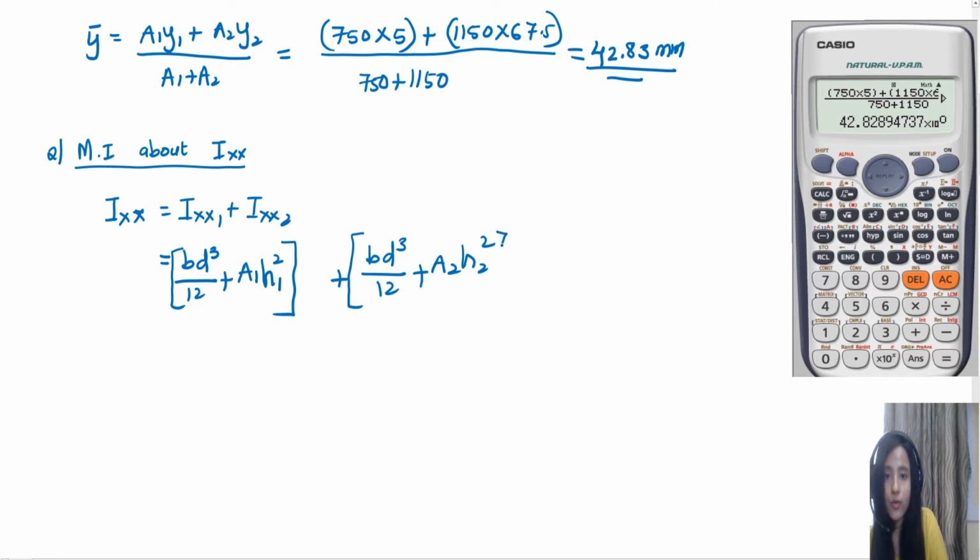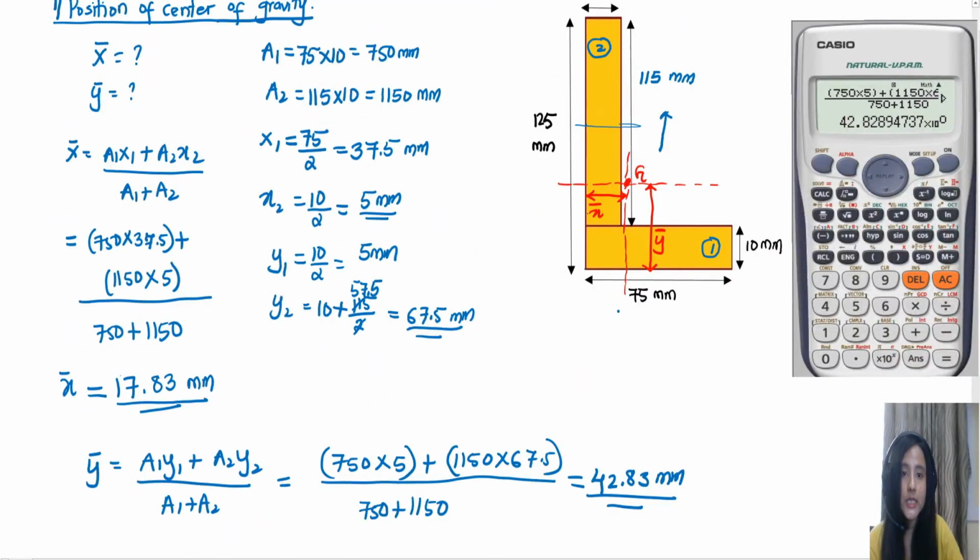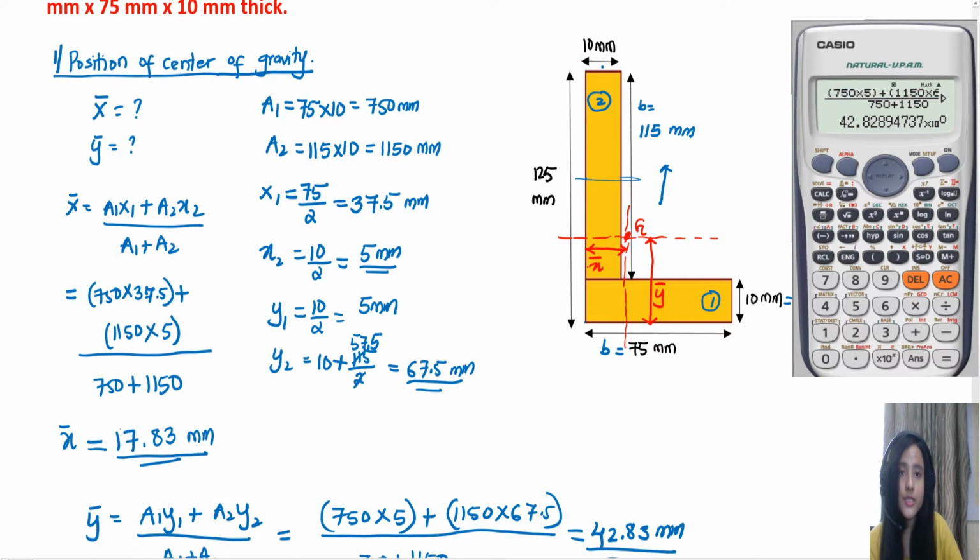Now my h1 and h2 here: since it is across the XX axis, h1 will be equal to y bar minus y1, and my h2 will be equal to y bar minus y2. So let us find b and d. For my first section, b is equal to 75 and d is equal to 10, right? And similarly for my second section, b is equal to 115 and d is equal to 10, right?